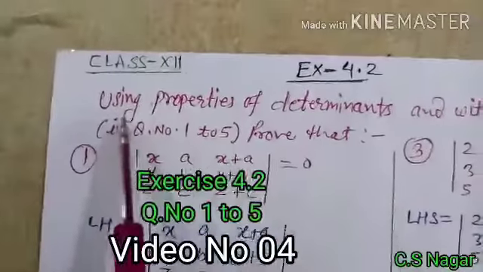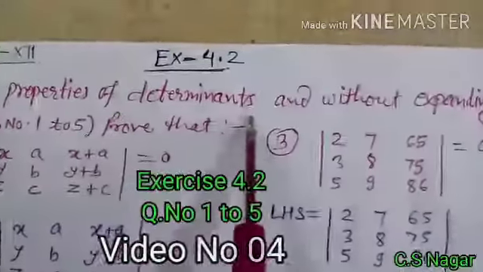So our first question is, using the properties of determinants and without expanding, in questions number 1 to 5, prove that. Our first question: the first column is x, y, z, the second column a, b, c, and the third column x plus a, y plus b, z plus c, equal to 0. We have to prove the value of this determinant is equal to 0.